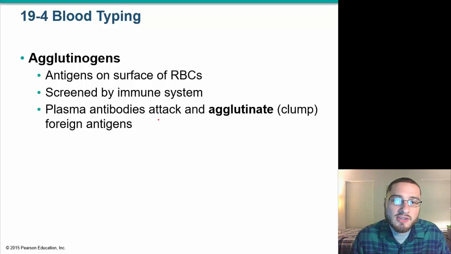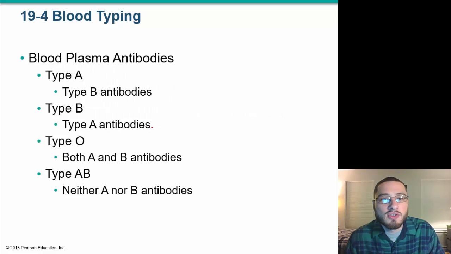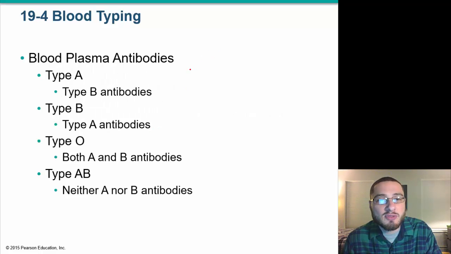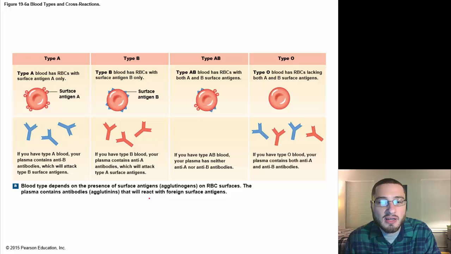Agglutinogens, those are antigens on the surface of the red blood cell. So surface antigens, agglutinogens, these are the same thing. Screened by an immune system, plasma antibodies attack and agglutinate foreign antigens. So we have plasma antibodies, where if you have type A, then that means you have type B antibodies. If you have type B, you have type A antibodies. If you have type O, you are going to have both A and B antibodies, and if you have type AB, you have neither A nor B antibodies.